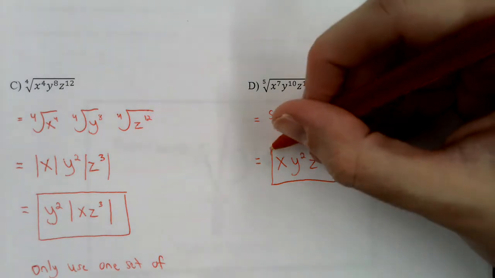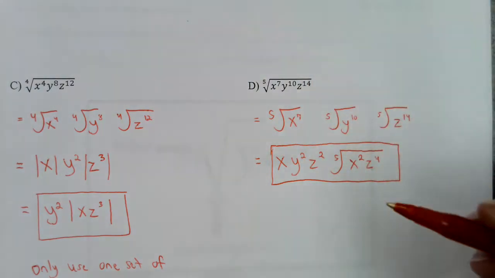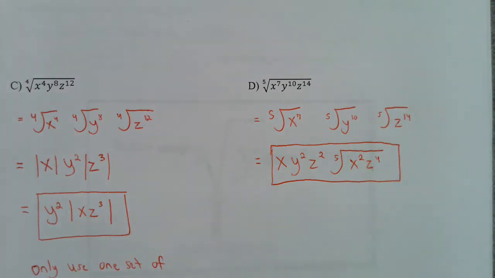Again, notice the way I put the answer. The radicand comes at the end. So don't put this first. The radicand comes at the end. We've talked about that a lot this year already.